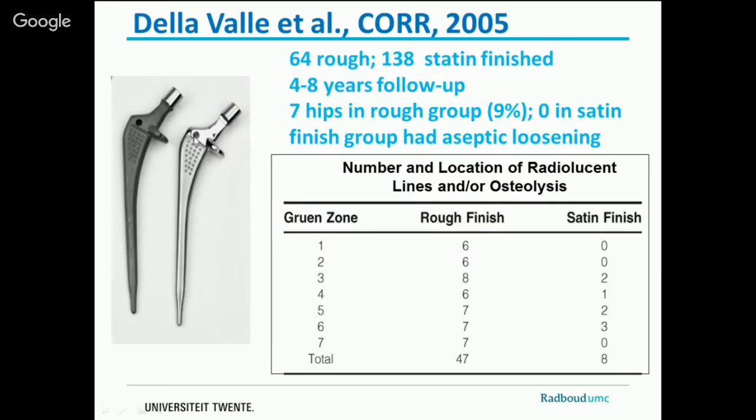There have been other studies of a polished stem versus a matte stem, and they look at osteolysis, because we think that cement fracturing is associated with osteolysis, and you can see that on an X-ray. So for the rough finish, they had 47 regions with osteolysis, and with the satin finish or the more polished version, only 8. So they abandoned the rough finish.